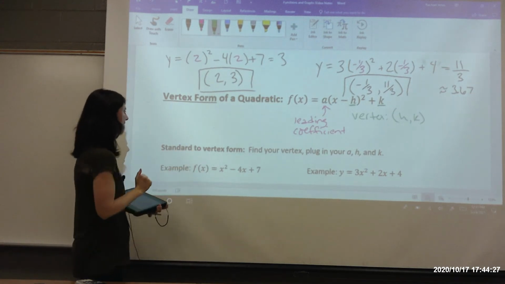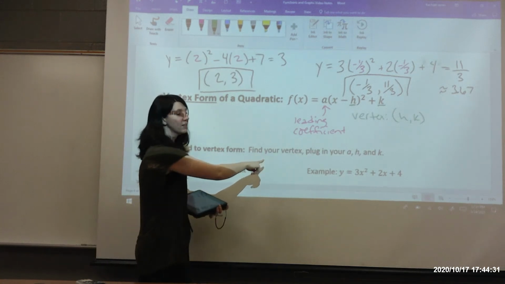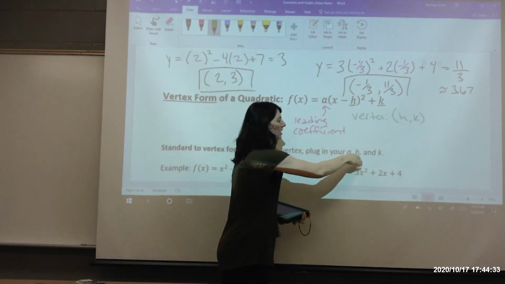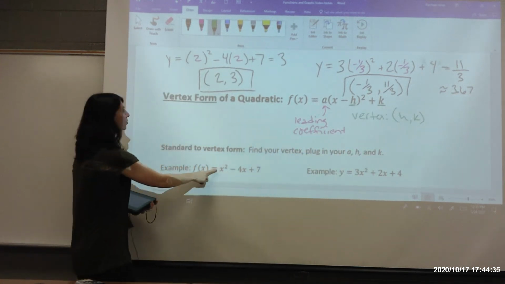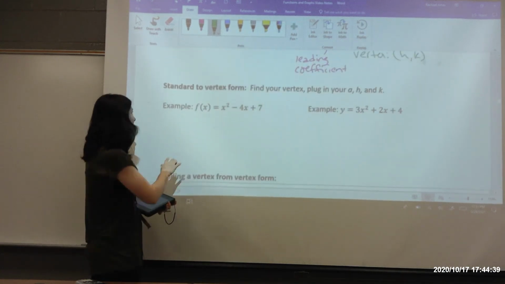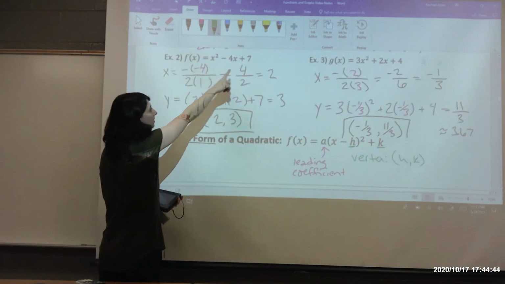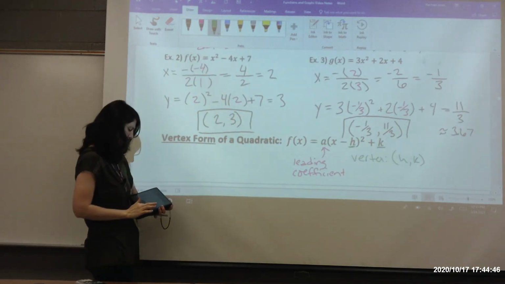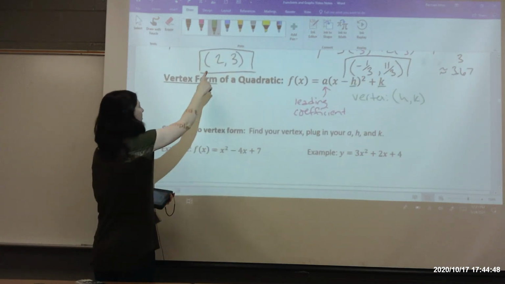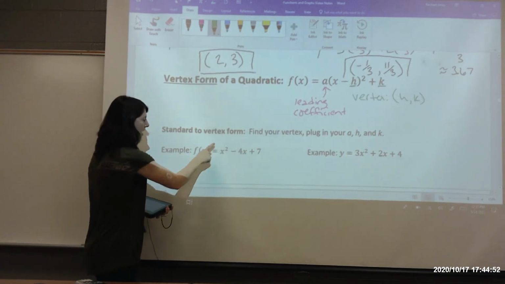So let's practice that. If we want to go from standard form to vertex form, first we find our vertex, and then we got to plug in our a, h, and k. Well, I'm going to use the ones that we already found the vertex for. So this example is the same as this first one up here. Right? And the second example is the same as our example 3 up there. So we already have our vertex here. Okay? We've just got to look for our a, and our a was 1.